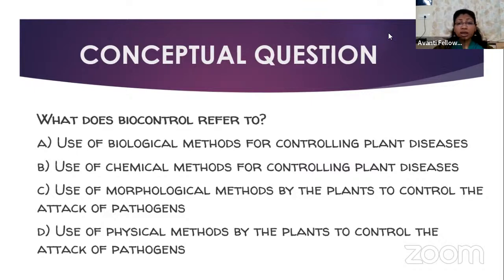Option A, the use of biological method. Option B, use of chemical method. C, use of morphological method. And option D says the use of physical method.